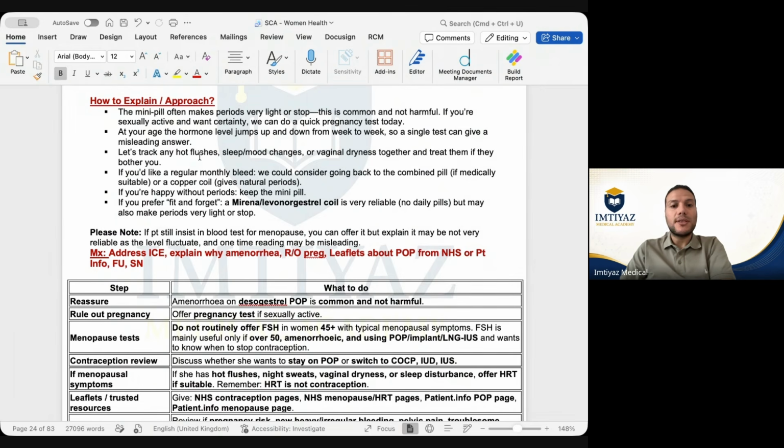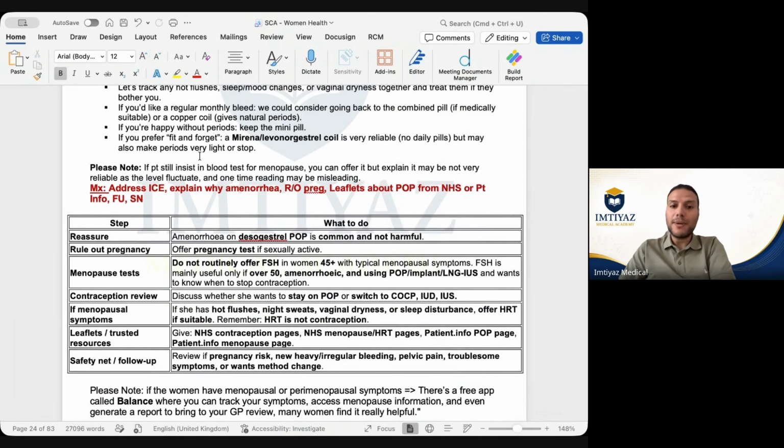So again, options here: either continue, or give copper IUD, or if she wants monthly bleeding, combined tablets. If she's menopausal, HRT. And actually, if she's having menopausal symptoms, combined tablets is a good option. It can act as a contraception, and it can act as HRT until the age of 50. Then we'll stop and switch to a progesterone-only method. Don't forget again the pregnancy test. I'm telling you, don't forget the pregnancy test, and some of you forget it in our mocks.